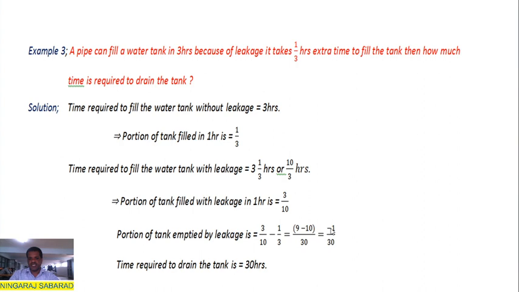If you take the reciprocal of this quantity, you will get it in terms of time. Hence the time required to drain the water tank is 30 hours, because the reciprocal of 1 by 30 is 30. So that is actually required here. That is the solution for this example.